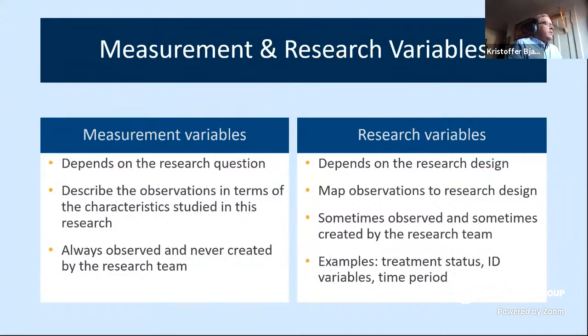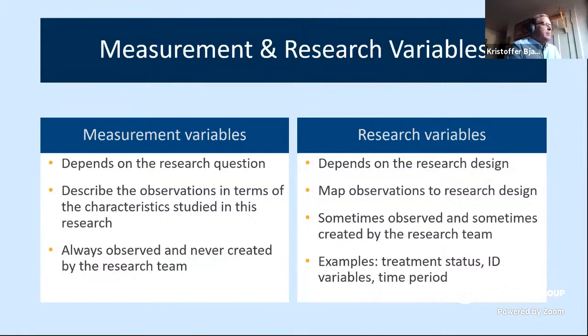Before we get into any of the sections, I want to talk about a topic that's central to this chapter, and that is research variables and measurement variables. So I want to spend some time discussing these definitions. These are definitions that we introduce in this book. And on a high level, these 2 types of variables can be distinguished by saying that measurement variables measure the topic in focus in your research question, while the research design variables map the observations to your research design.